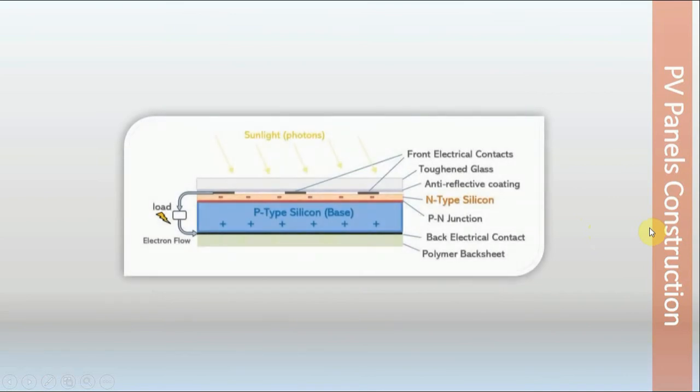And here is a cross-section view of these PV panels, and we see that we have the glass, and then we have the anti-reflection coating, we have the electrical contact, and then these are the silicon layers, and then we have the back electrical contact, and then the polymer back sheet.